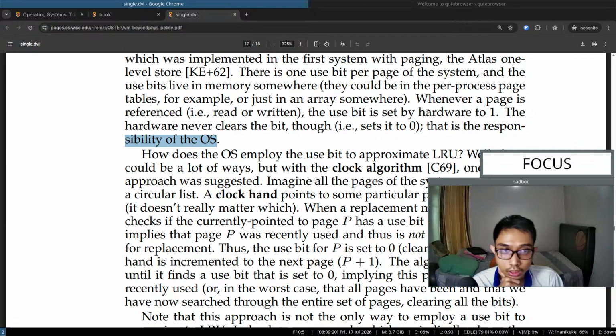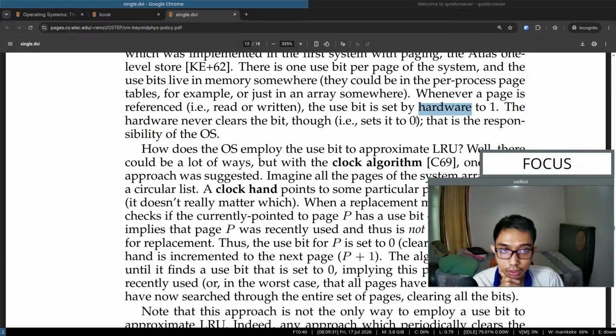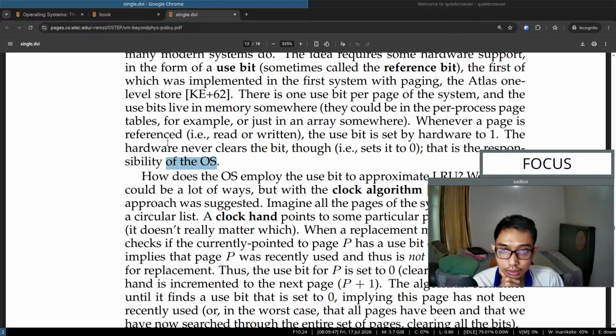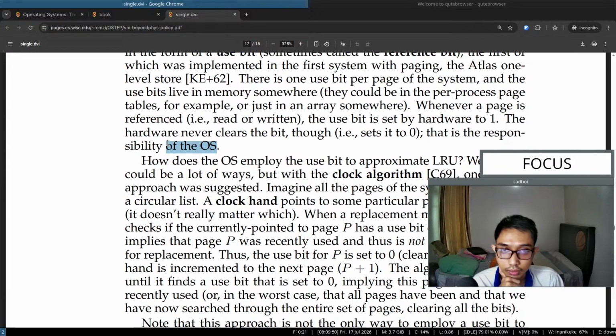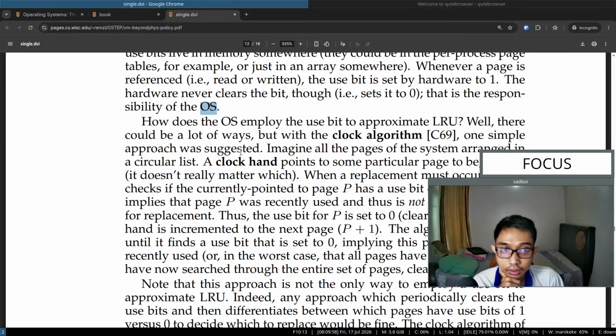Oh, okay. So the one setting the use bit is the hardware, but the one who clears it, or sets it to 0, is the operating system. Interesting. There's the separation, I guess, of what the hardware does and what the operating system does.